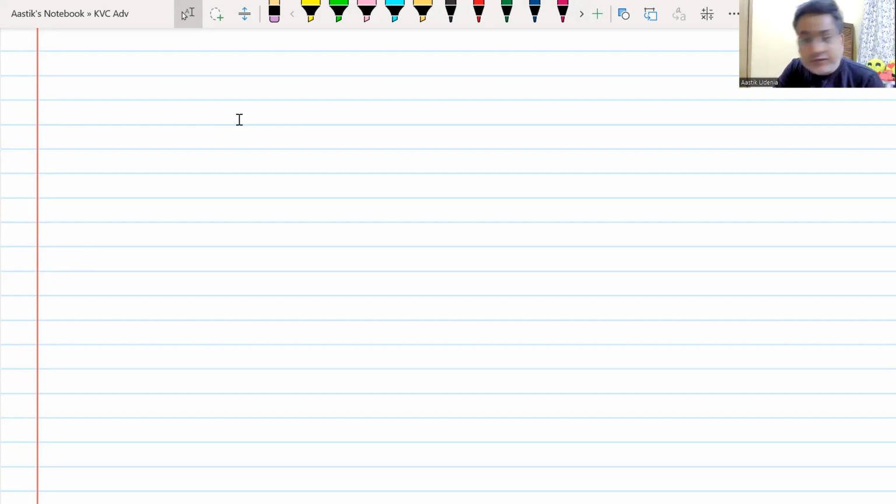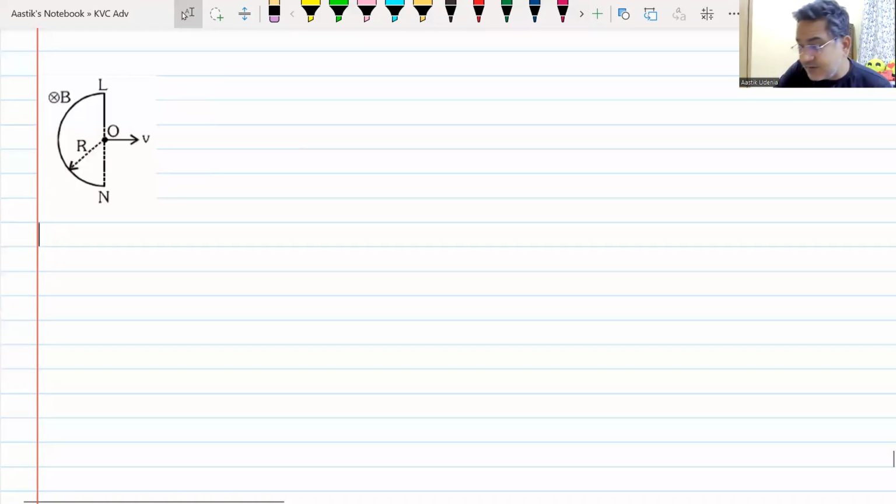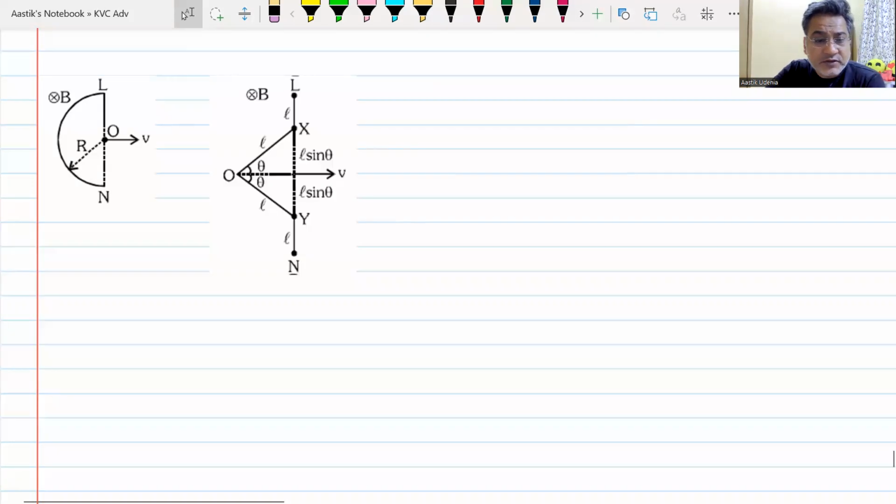Question number 1. In this case, which point is higher and which point is lower, and what is the EMF induced? Sir, L will be at higher and N will be at lower. And what is the EMF induced? BV2R. VB into 2R. Do we understand this? Yes, sir. What about this case?